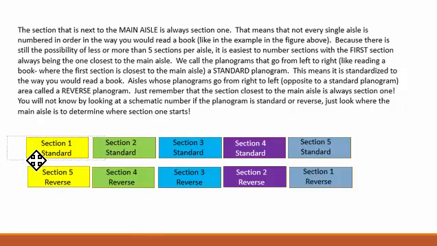So in standard planograms, the main aisle is always going to be to the left, and you're going to read the entire schematic standard, just like you were reading a book. In a reverse planogram, the main aisle is going to be over on the other side, and the planogram is going to move from this main aisle on this side back towards the left as you're reading your numbers. But just remember, no matter what aisle you're in, pay attention to where the main aisle is. Where the main aisle is, that first aisle section is always going to be section number 1.